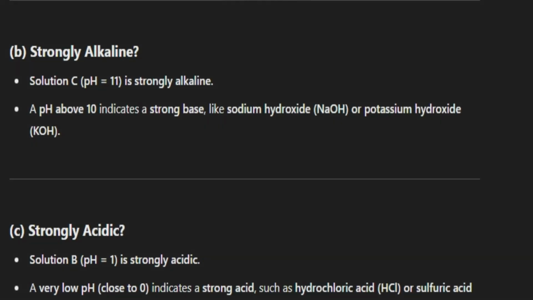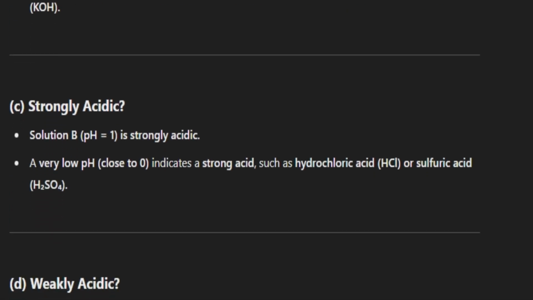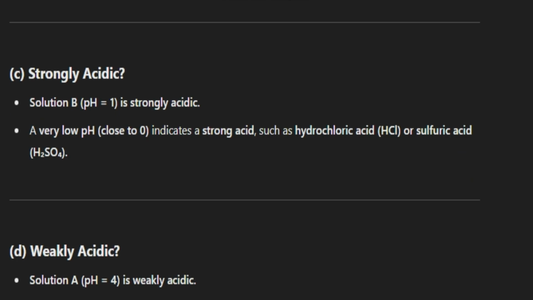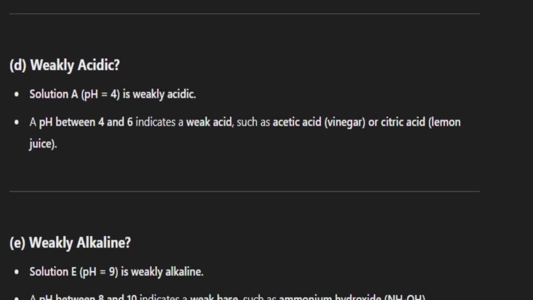Solution C, pH equals 11, is strongly alkaline. A pH above 10 indicates a strong base, like sodium hydroxide NaOH or potassium hydroxide KOH. Solution B, pH equals 1, is strongly acidic. A very low pH, close to 0, indicates a strong acid, such as hydrochloric acid HCl or sulfuric acid H2SO4. Solution A, pH equals 4, is weakly acidic.